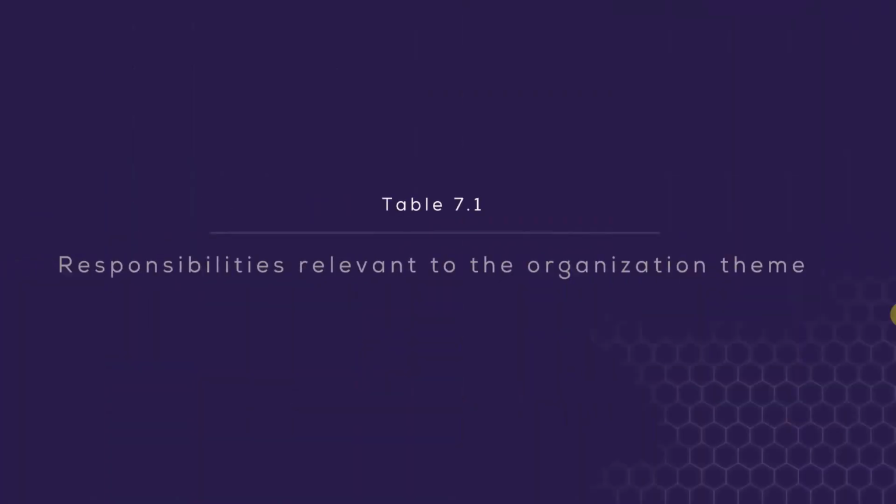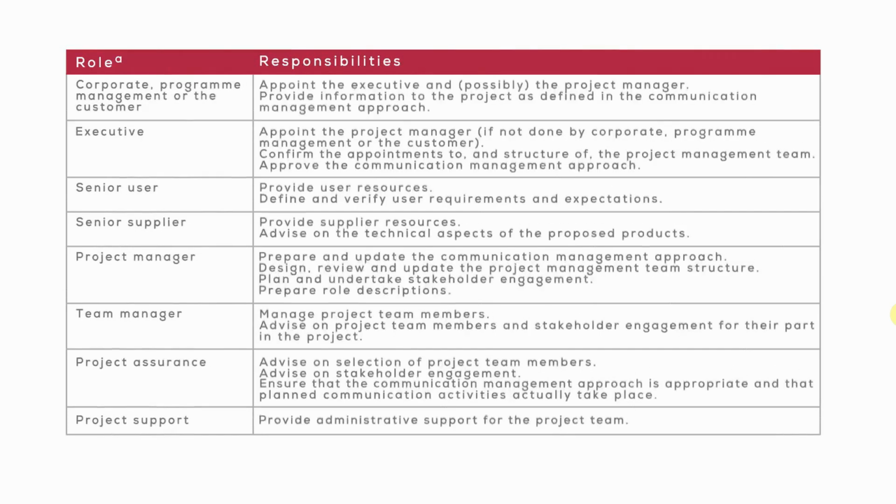So that leaves us then with needing to take a look at the roles and responsibilities and who is responsible for carrying out what with regards to the organization theme. Let's take a look at table 7.1 as we go through these. So with regards to appointing resources, remember, corporate program management of the customer appoint the executive. The executive then appoints the project manager and confirms the appointments of the balance of the project management team.